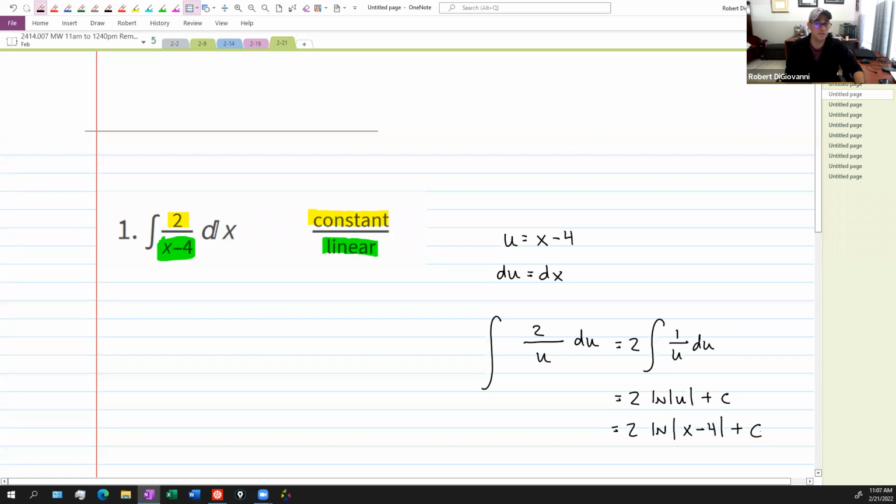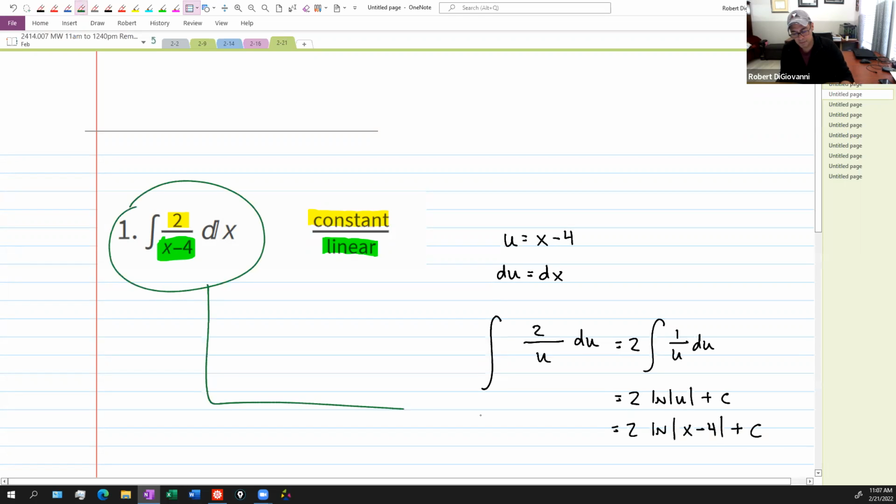Make sense? What we want to be able to do is go directly from here to that answer without doing any work written down. We need to be able to look at that and go, oh yeah, okay. U is the x minus 4, du is dx. Okay, it's going to be 2 over u. Antiderivative is 2 natural log u, right?